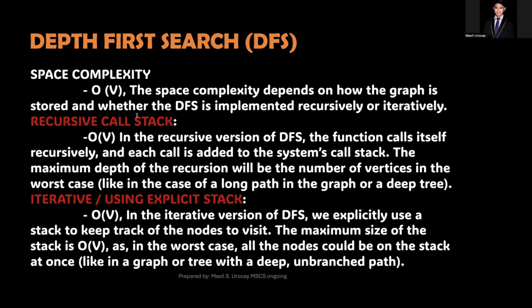In the iterative version, we explicitly use a stack to keep track of the nodes to visit. The maximum size of the stack is O of V as well, since in the worst case all the nodes could be on the stack at once, like in a graph or tree with a deep and branching path. Therefore, the total space complexity for both recursive and iterative is O of V, because in recursive it is due to the call stack and the visited array, and for the iterative, mainly due to the stack used to keep track of the nodes. I hope that is somewhat clear for everybody.